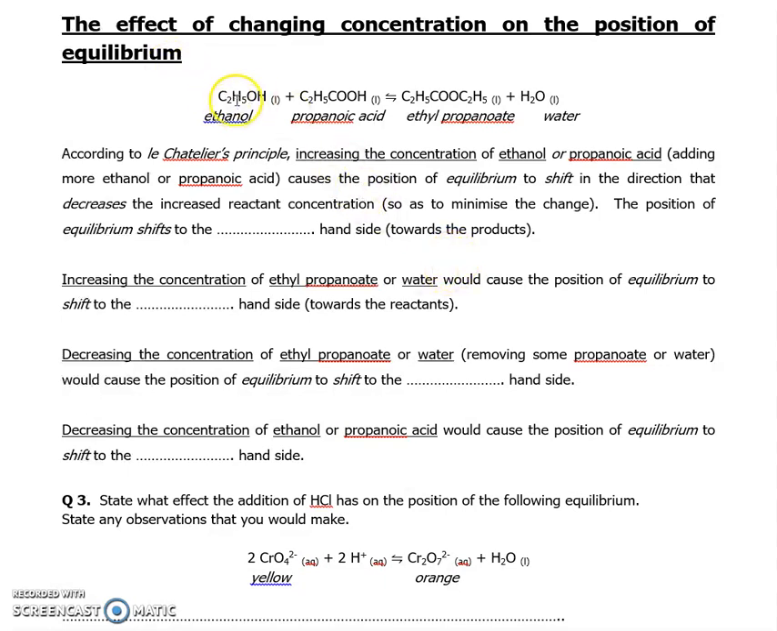Again, similarly, if you decrease the concentration of, say, propanoic acid this time, the equilibrium will shift in the reverse direction, shift to the left to create more propanoic acid. Okay.